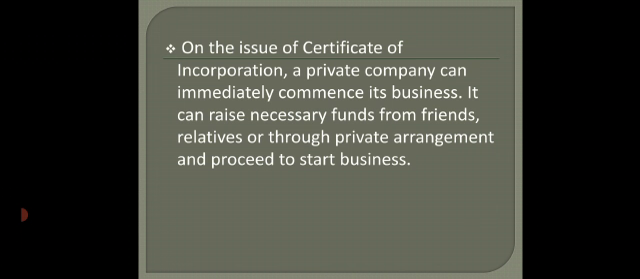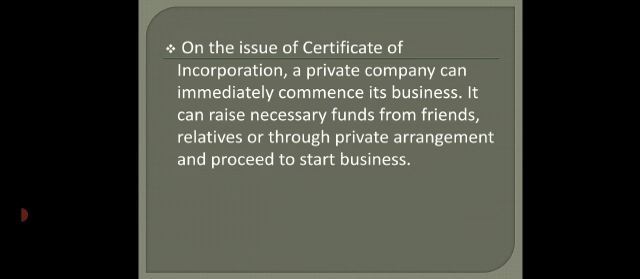On the issue of the certificate of incorporation, a private company can immediately commence its business. It can raise necessary funds from friends, relatives, or through private arrangements and proceed to start business. So we have seen two types of companies. First one is private company, second one is public company. A private company can immediately commence its business activities, but in case of a public company, they have to wait till they get the certificate of commencement. They have to complete one more step.